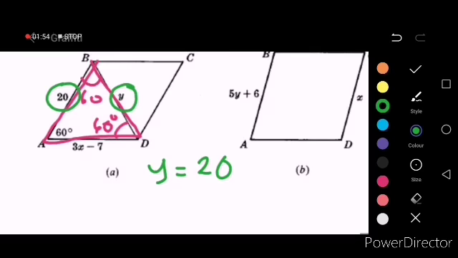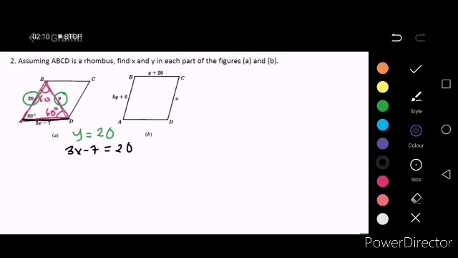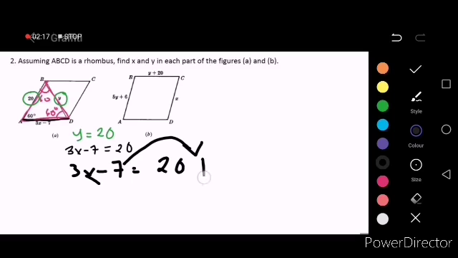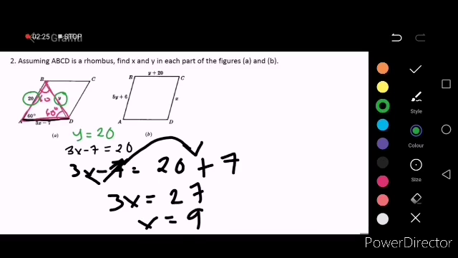But how about the value of x? Simple lang. Kasi, 3x minus 7, which is the other side of the expression here, is just equal to 20 kasi lahat nga sila equal. Okay? Now, by simplifying it, we will have what? 3x minus 7 equals 20. Transpose nyo sa kabila, magiging plus 7. Okay, so this is 3x equals 27. So x is equal to 9. That's it. So x is equal to 9 and y is equal to 20.